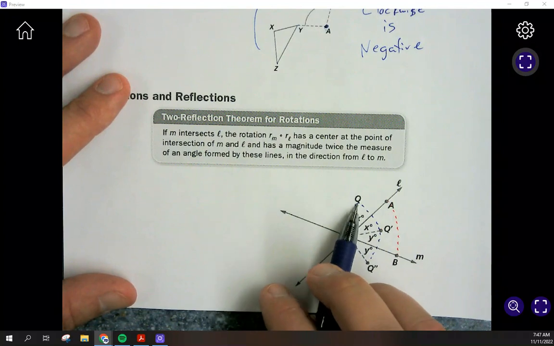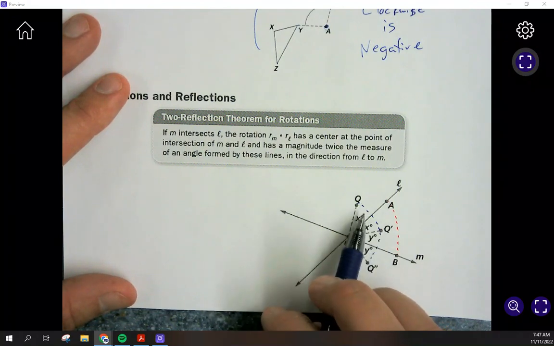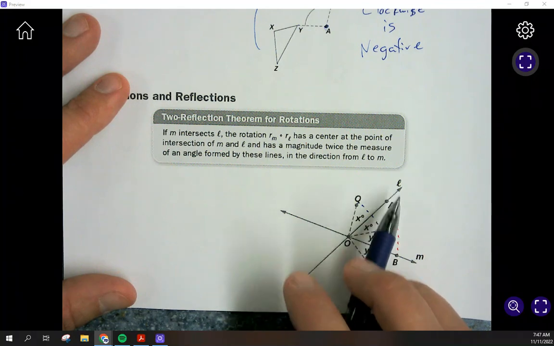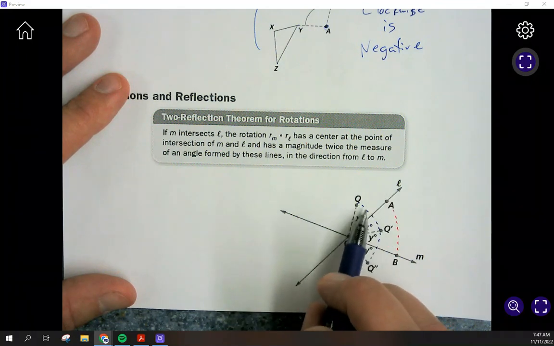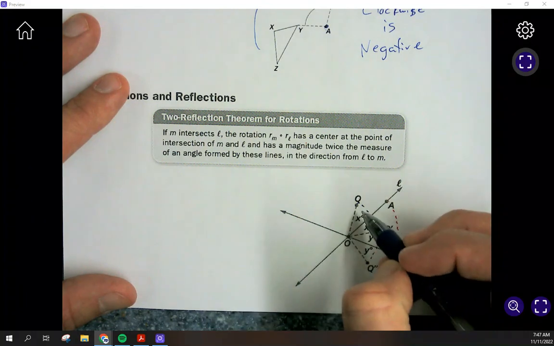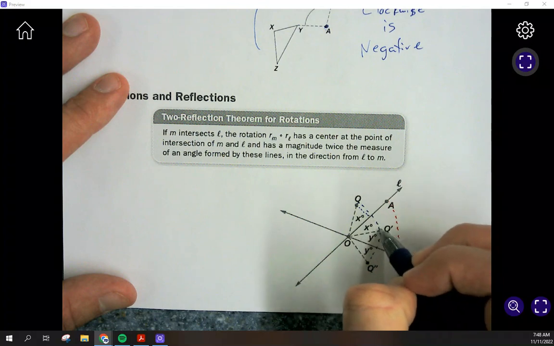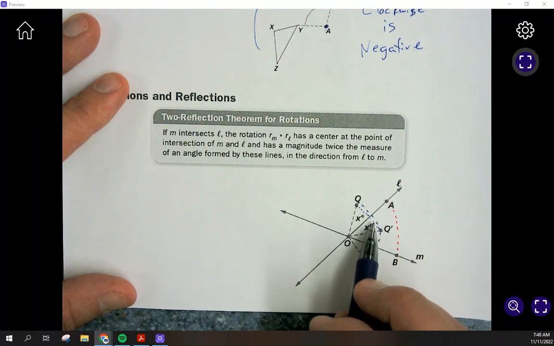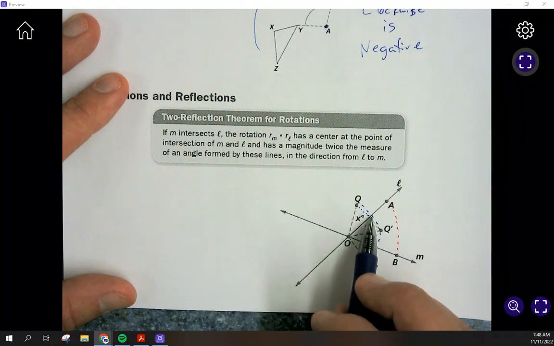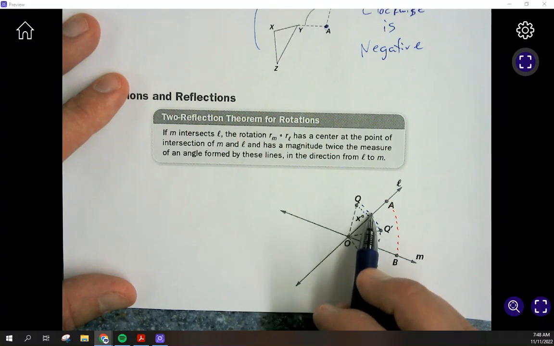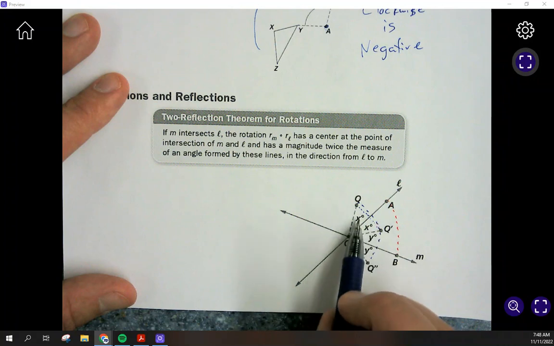When I do my first reflection, I'm reflecting Q over line L. This measurement, how far Q is from that line, is the same on both sides. If I measured from Q to line L to the image of Q, those distances are going to be the same. This should make sense: if those distances are the same, then the angle created to go to both of them should be the same. And so they will be.